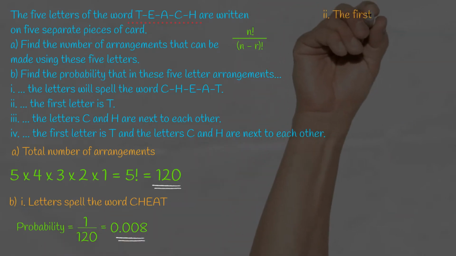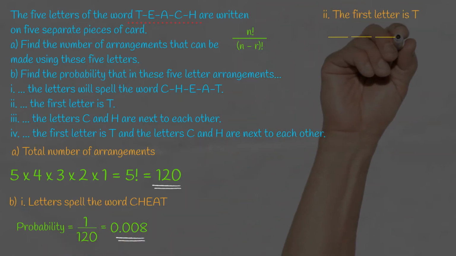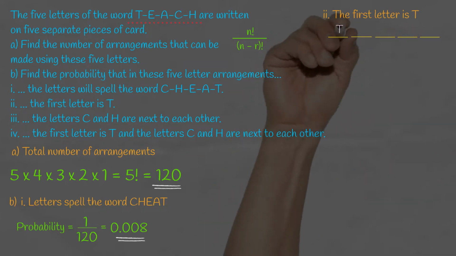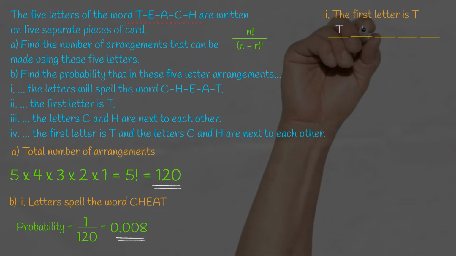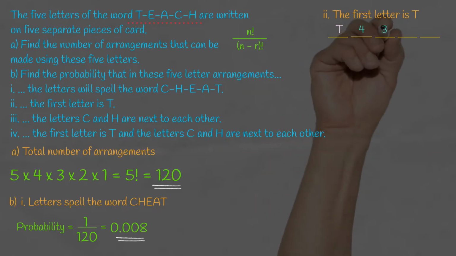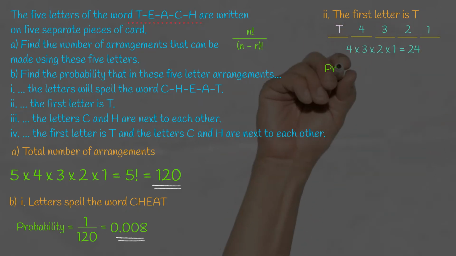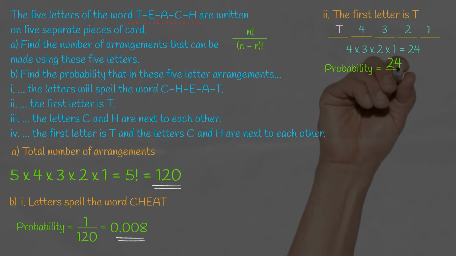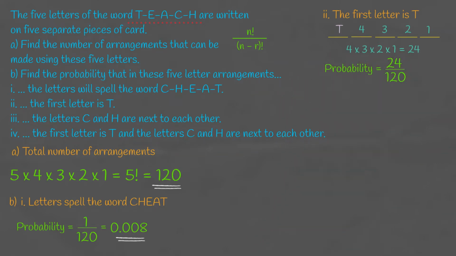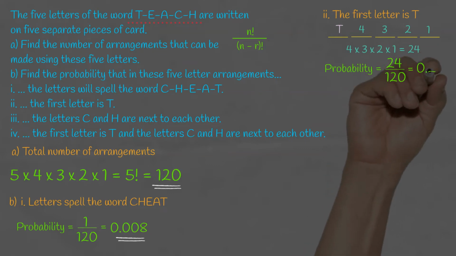If T is the first letter, we're going to put T at the front to fix that position, but there's 4 letters to choose from for the second position, 3 for the third position, and so on. So the number of words you can make where the first letter is T is going to be 24. And the probability is 24 over 120.